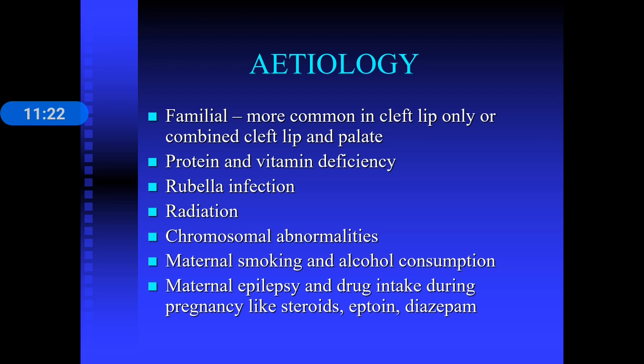50 to 70% is sporadic, and while the remainder can have a family history or a syndromic presentation. So protein and vitamin deficiency has been known to result in cleft disorders, rubella infection, radiation exposure, genetic abnormalities or chromosomal abnormalities, maternal smoking, maternal alcohol consumption during pregnancy, maternal epilepsy, drug intake during pregnancy like steroids, phenytoin, and diazepam are also known to result in cleft lip and palate.